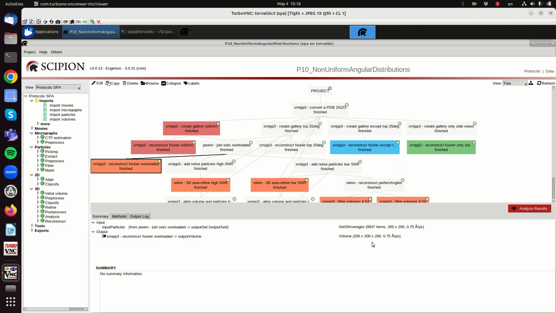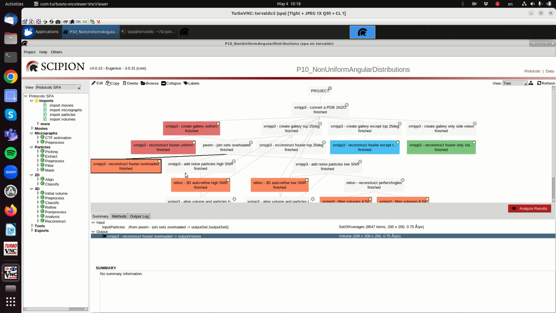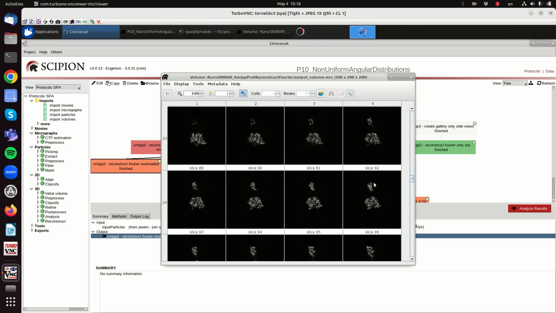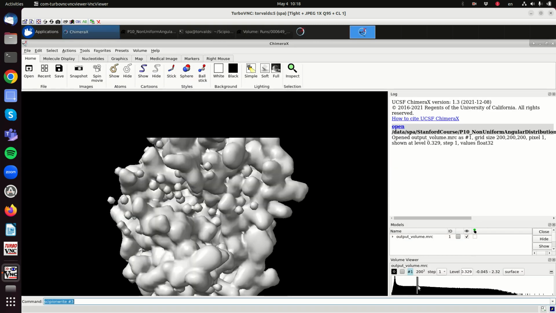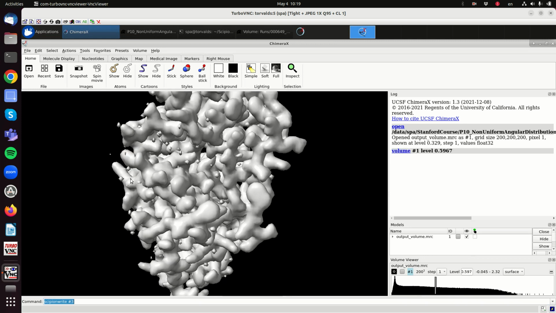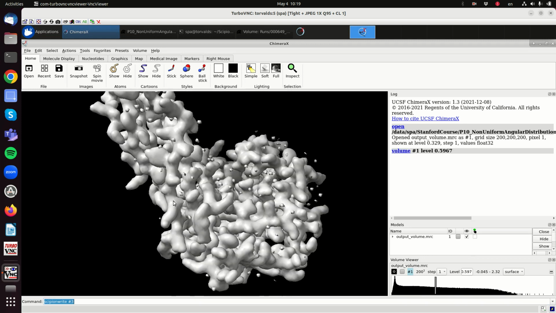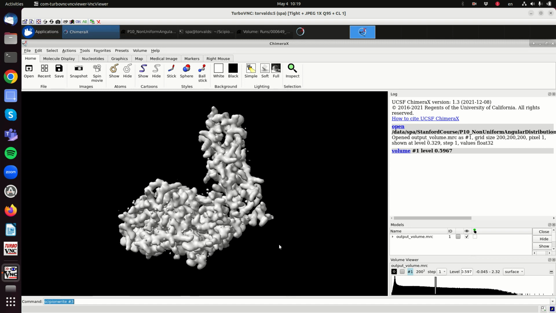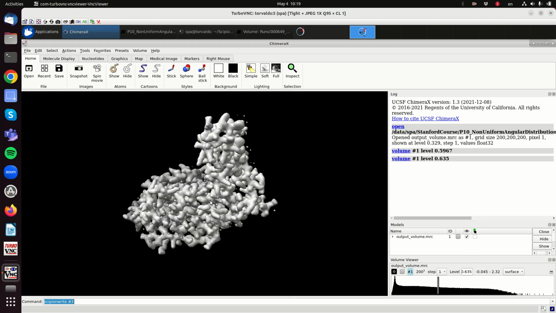So if we now reconstruct with the full data set, we see the original PDB. No artifact, no elongation. We can check in 3D, but there is no elongation because we are fully covering the 3D space, and then the reconstruction algorithm will give more or less weight to each one of the samples depending on how many samples are coming from that direction. So there is no obvious elongation here.